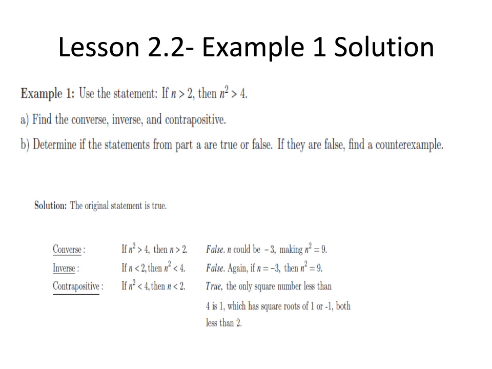The contrapositive of the original statement is if n squared is less than 4, then n is less than 2. This contrapositive is true. The only square number that is less than 4 is 1, since 1 squared or -1 squared is equal to 1, which is also less than 2.